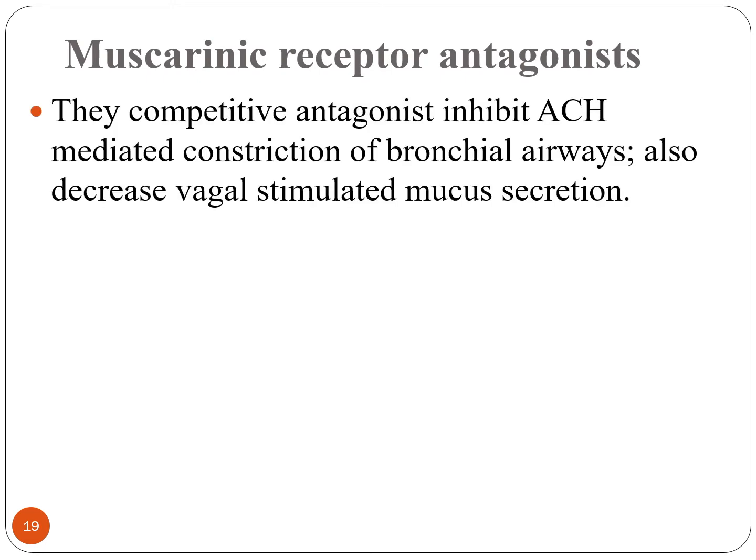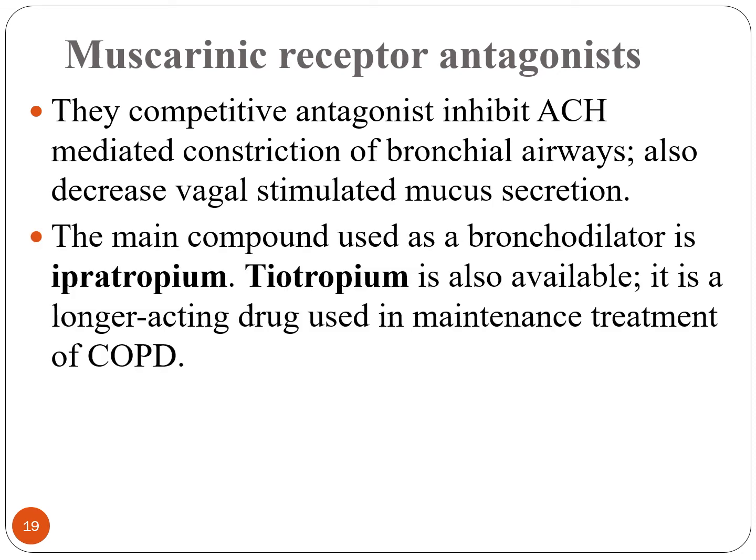Muscarinic receptor antagonists. As we know, they competitively antagonize acetylcholine-mediated bronchoconstriction on the muscarinic receptors of the bronchial airways. They also decrease the vagally stimulated mucus secretion. The main compounds used as bronchodilators are ipratropium and tiotropium. Mainly we use ipratropium, but tiotropium is also available.